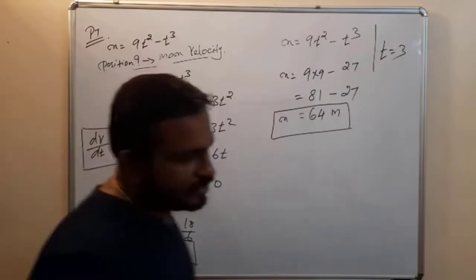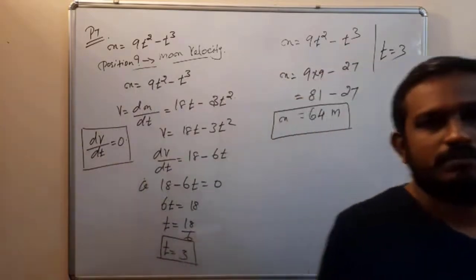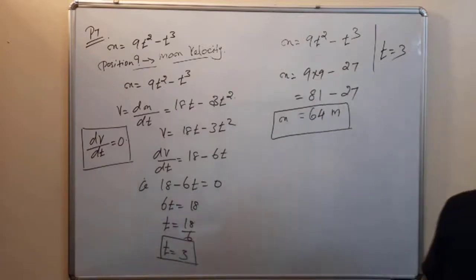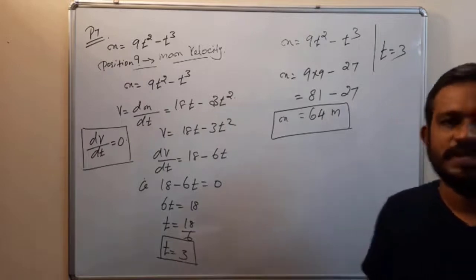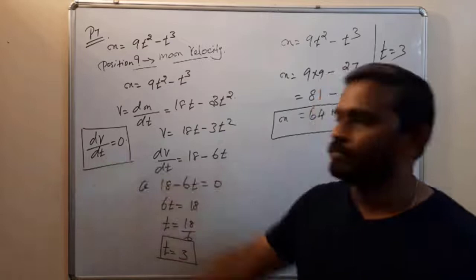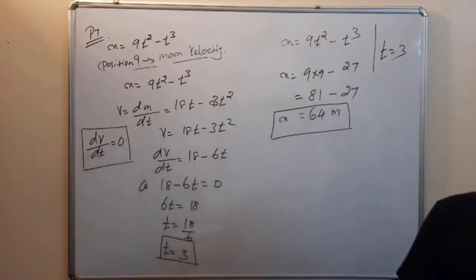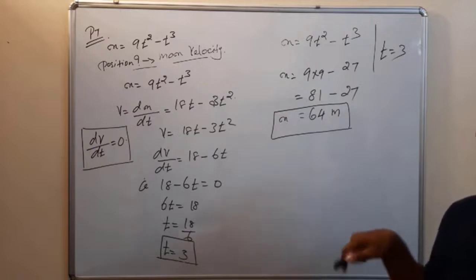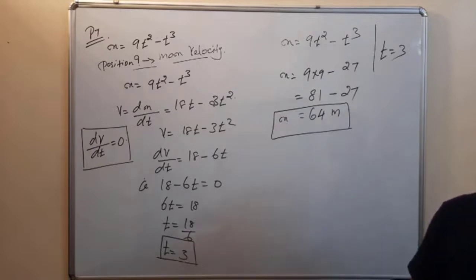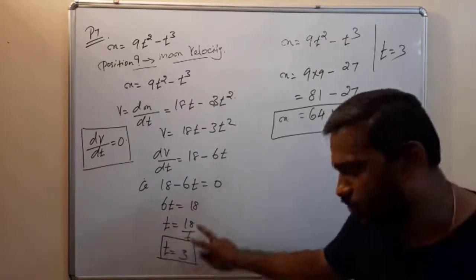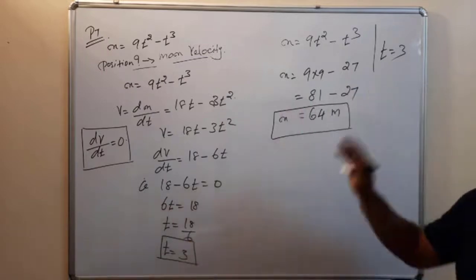At the value t is equal to 3, the function may be maximum or minimum. If you want to confirm whether it is maximum or minimum, we can use the second derivative check. For that we find d square v by dt square. In the second derivative check we get a negative value. If a negative value comes, it is definitely maximum. So it is confirmed that when time t is equal to 3 seconds, the velocity is maximum.